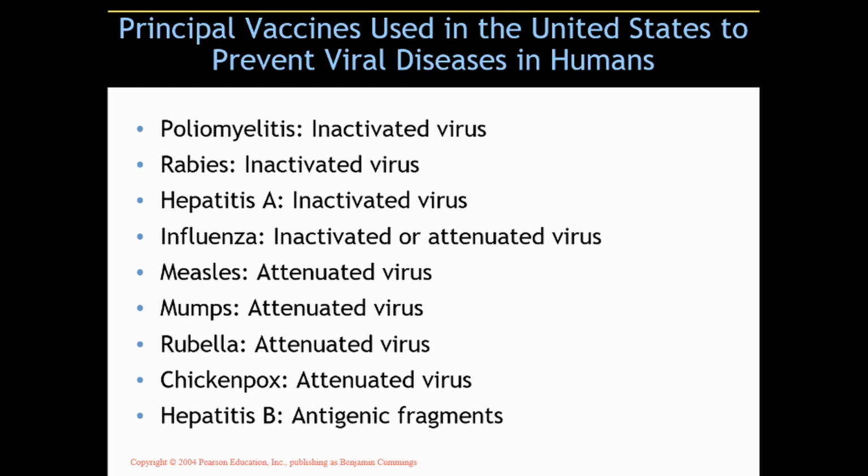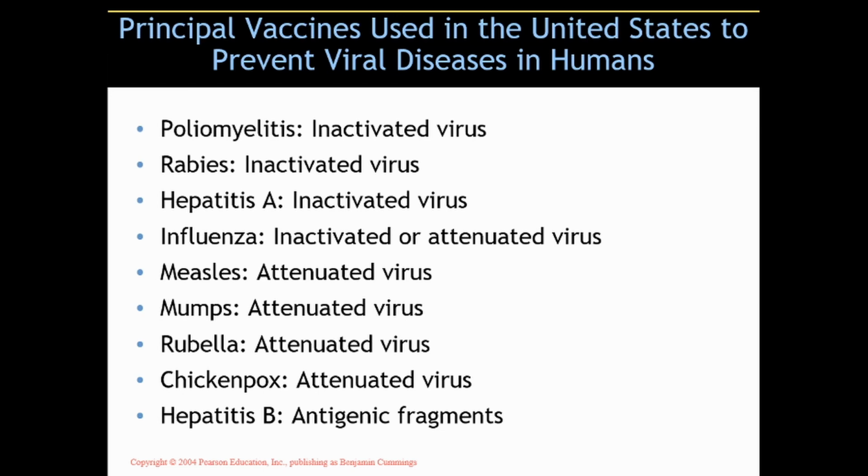As opposed to the word attenuated. Attenuated means to weaken. And so these are weakened viruses that are given. So in some cases, like with influenza, depending on what the strain is predicted to be that particular year, it'll be an inactivated flu virus or an attenuated one. Measles, mumps, and rubella, MMR, they're all attenuated as well. Chickenpox is attenuated, and Hep B, you get antigenic fragments there.